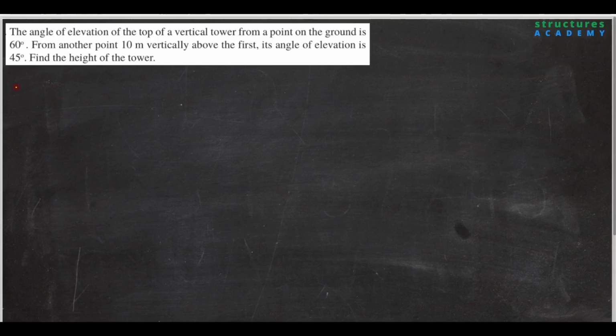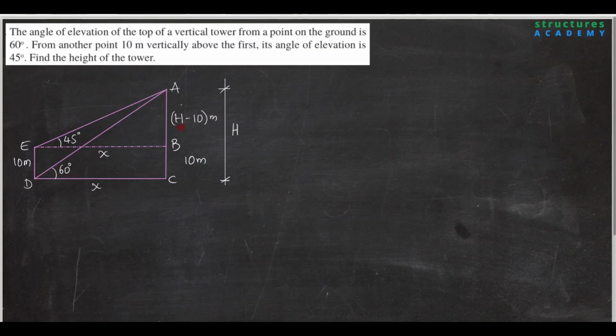Alright, let us look at another question related to heights and distances in applications of trigonometry. The angle of elevation of the top of a vertical tower from a point on the ground is 60 degrees. From another point 10 meters vertically above the first, its angle of elevation is 45 degrees. Find the height of the tower.